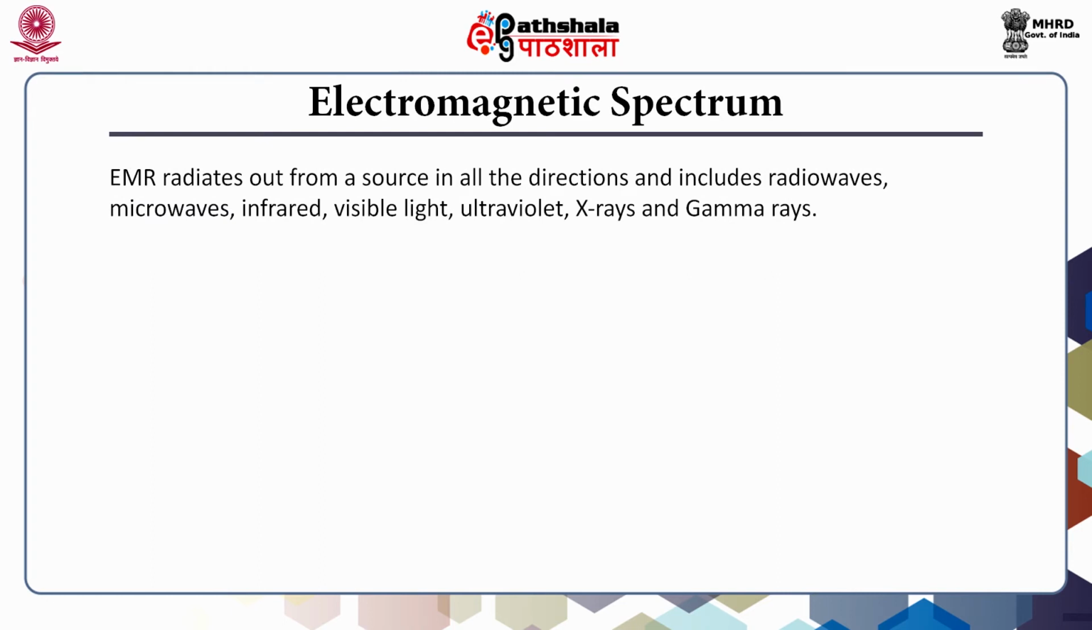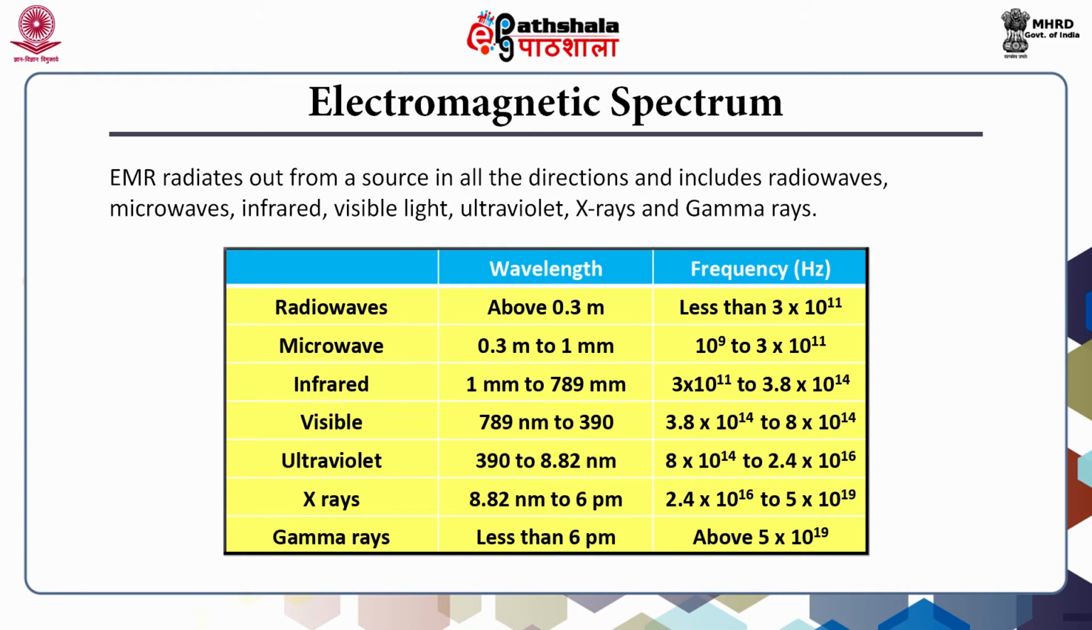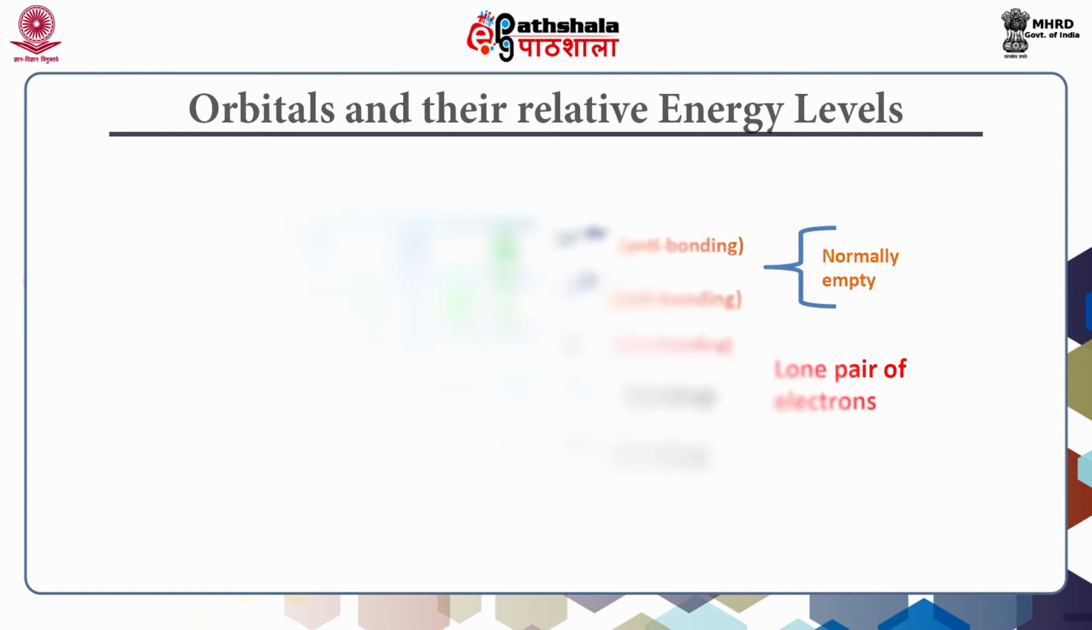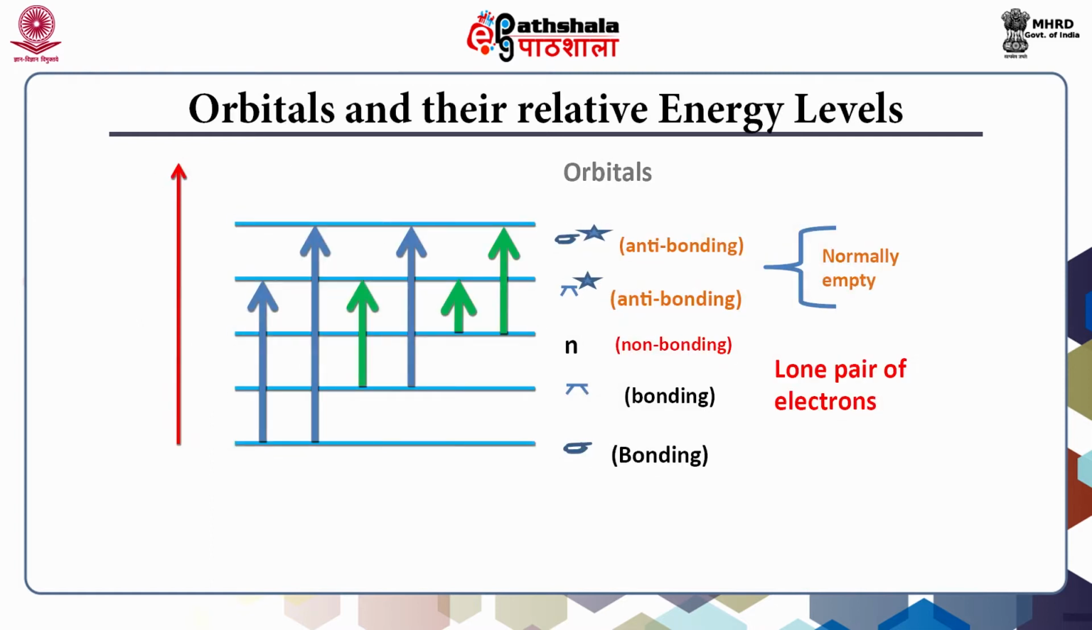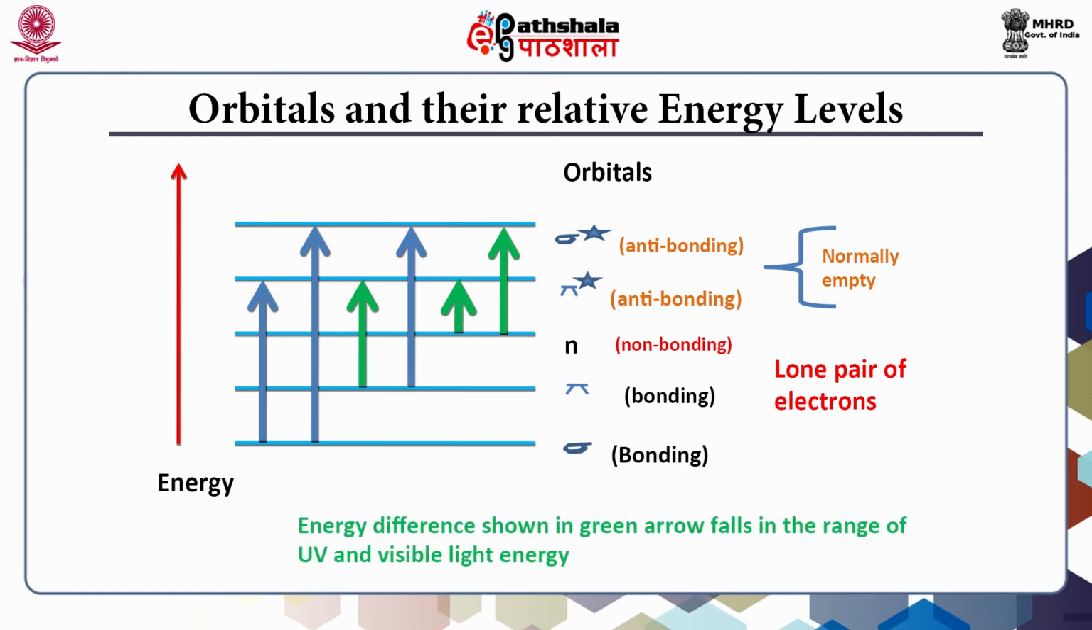Electromagnetic radiation radiates out from a source in all the directions and includes radio waves, microwaves, infrared rays, visible light, UV light, X-rays and gamma rays depending on the source. This diagram shows the orbitals and their relative energy levels. Energy difference, which is shown in green colored arrow, falls in the range of UV and visible light energy.